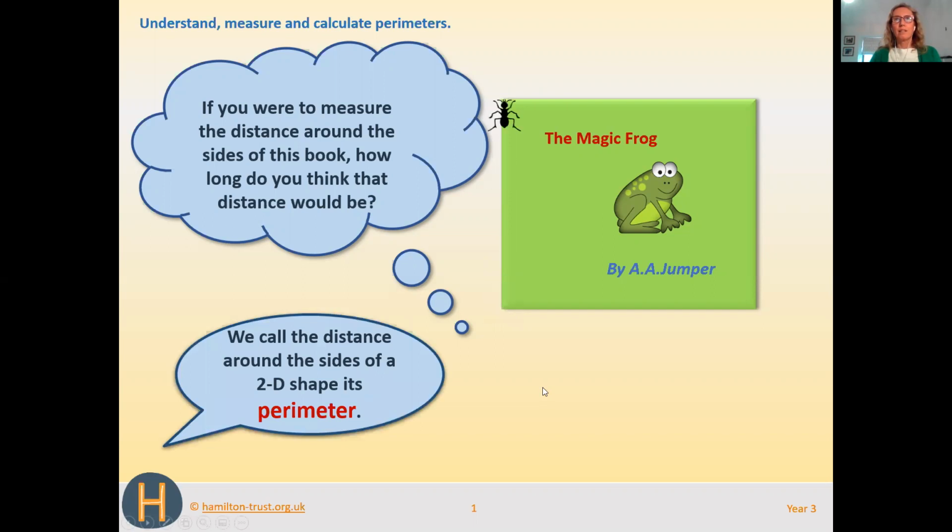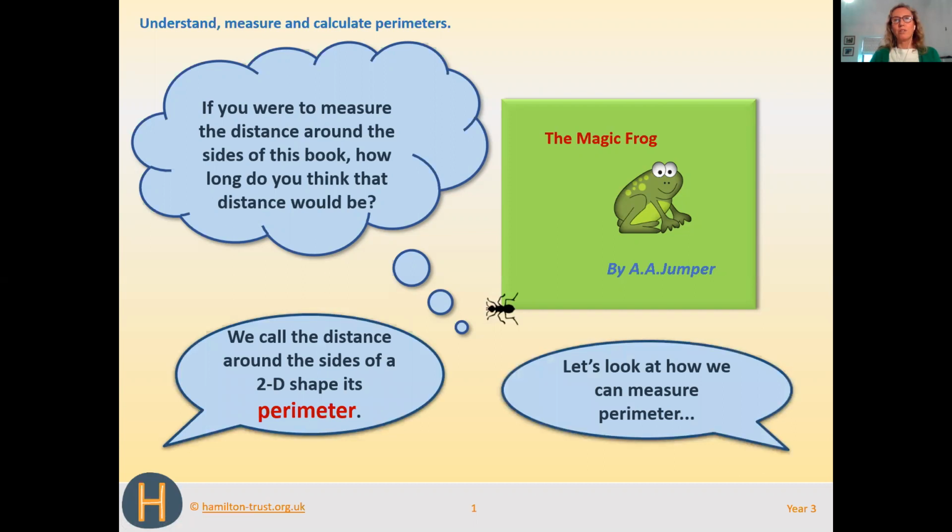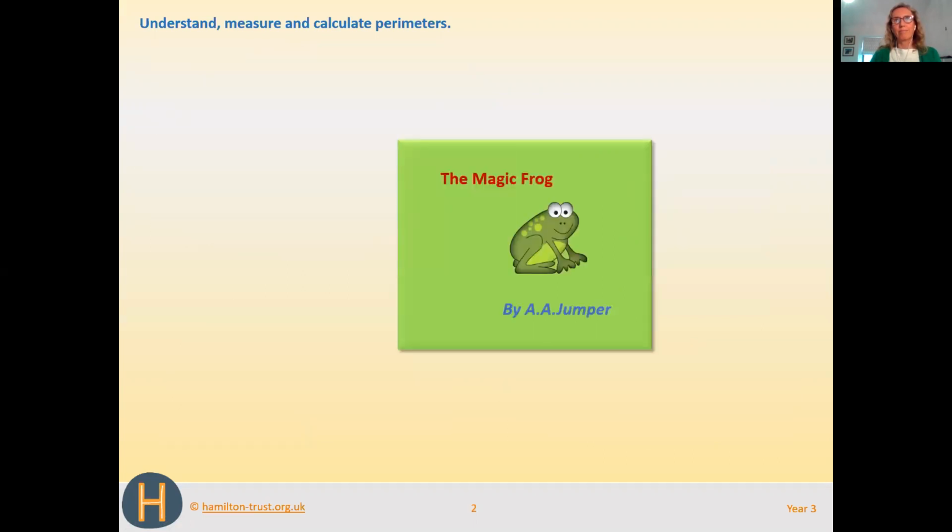Would you measure it in meters, centimeters, or millimeters? So we can see that the ant is travelling all around the book. So the ant is going around the perimeter of the book. And that's what we measure 2D shapes. When we measure the outside of them, we measure the perimeter. So let's see how we can measure the perimeter.